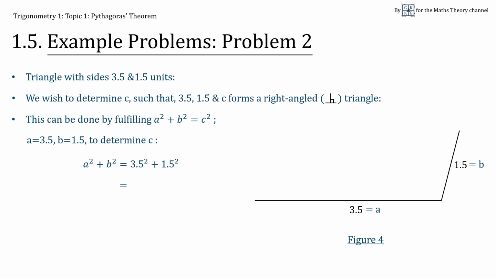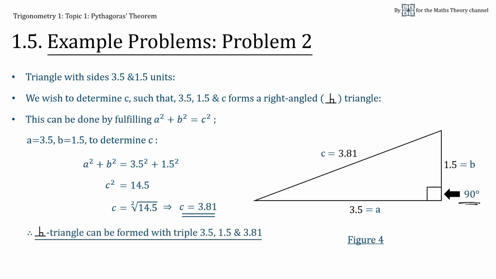So a squared plus b squared equals 3.5 squared plus 1.5 squared. This is 14.5. Now we want this to be c squared. So the square root of 14.5 would be c. This is 3.81 units, approximated to 2 decimal places, which suffices for our example here. Therefore, we can say that a right-angled triangle can be formed with the triple of 3.5 units, 1.5 units, and 3.81 units.